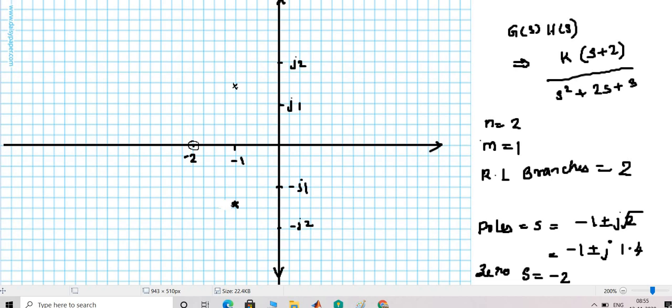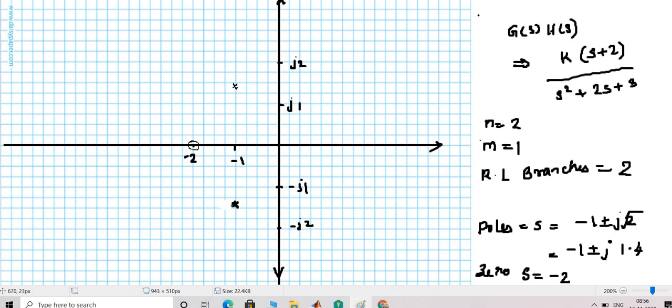Now the next step, what is the next step? The next step is we have to determine whether there is any part of the real axis that is included in the root locus.